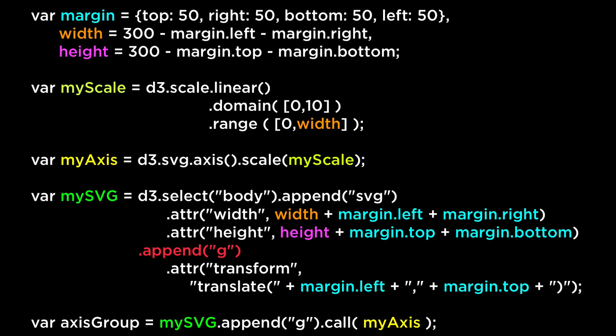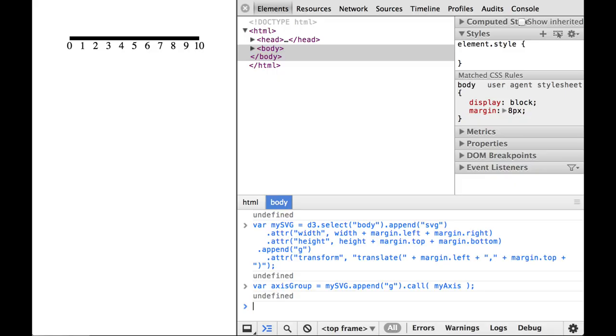Within this SVG viewport container, we define an SVG group element which will be the drawing surface. This drawing surface is an SVG group element transformed translated to provide room for the margins. Finally, we call myAxis on the mySVG group element selection. The code then gives us the axis going from 0 to 10. Now that we have this axis, there are a few things we can change in order to manipulate how it's displayed on the screen. Let's tackle how we orient this axis.